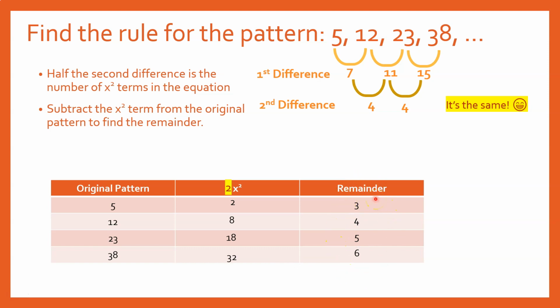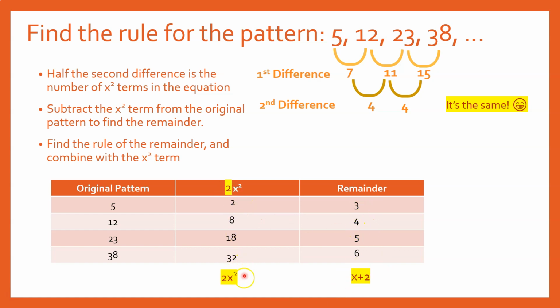The rule for that pattern is just increasing by 1 each time, and so the rule for that remainder is x plus 2. Now we know the rule for this section, which is 2x squared, and we're just going to combine these two parts together, and it's going to give us the full rule. In this case, the rule is y equals 2x squared plus x plus 2.